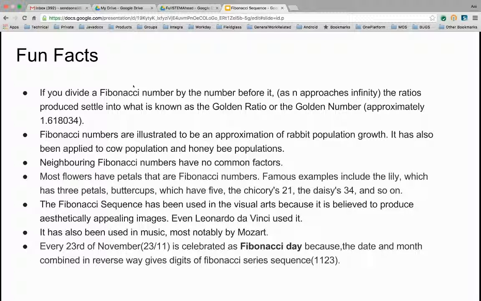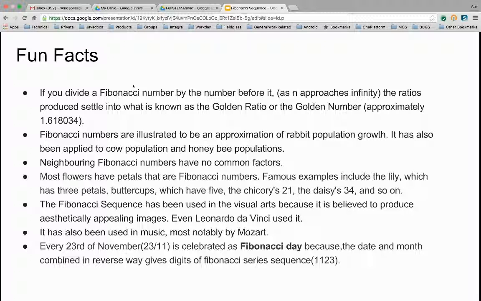See for yourself. Most flowers have petals that are Fibonacci numbers. Famous examples include the lily, which has 3 petals, buttercups, which have 5, chicories, 21, and the daisies, 34, and so on. The Fibonacci sequence has been used in the visual arts because it's believed to produce aesthetically appealing images. Even Leonardo da Vinci used it.